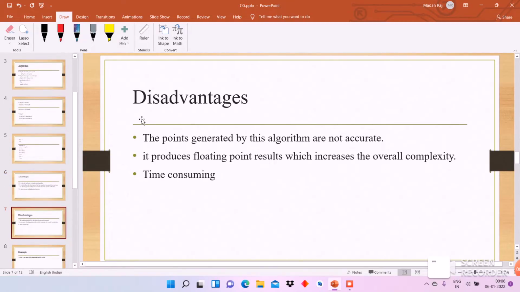The disadvantage is that the points generated by this algorithm are not accurate, and it produces floating point results, which increases the overall complexity. And it's a little bit time consuming, as it is all a formula based algorithm. So this was all about the DDA algorithm. Now let's understand more with a simple example.